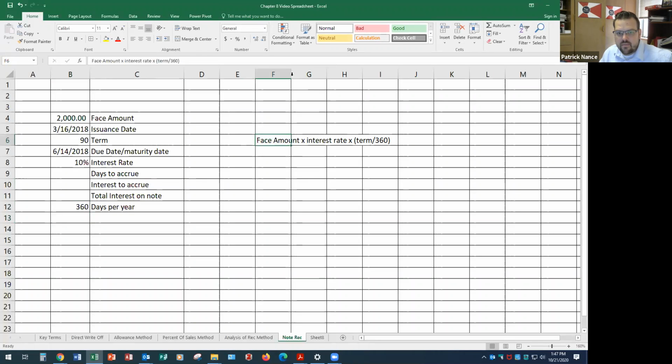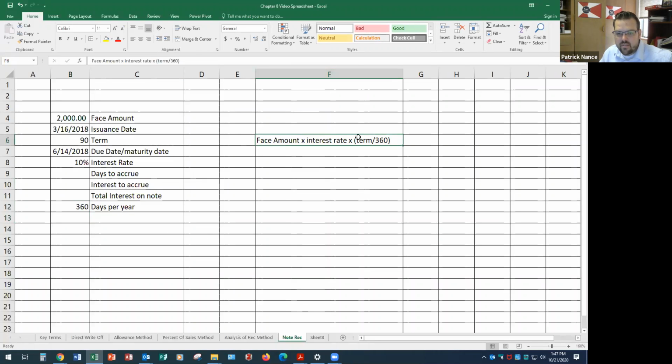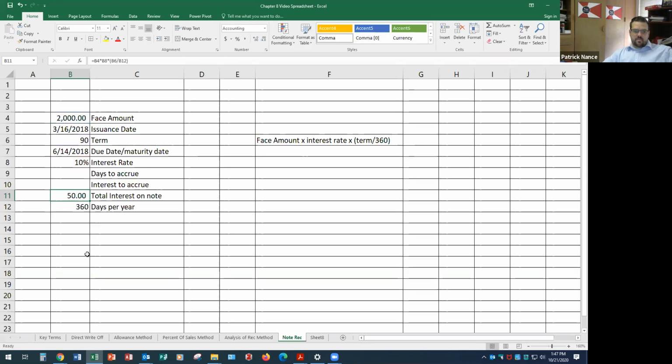So I'm going to take this formula I just did, face amount times interest rate times the term divided by 360, and I'm going to put that in my total interest to accrue note. So I'm going to go equals face amount times interest rate times, in parentheses to make sure this happens first, the 90 days divided by 360. Enter, and that tells me that there's $50 total interest on this loan.